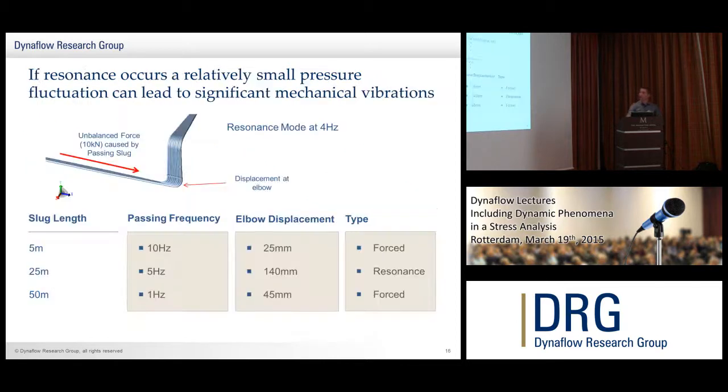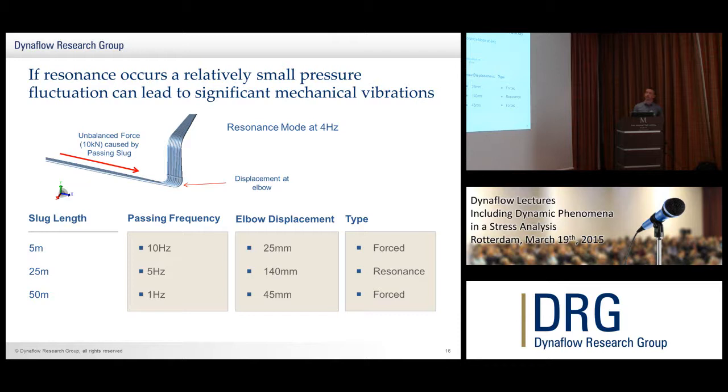Okay. So to give an example of the effect this can have, this is a header, which then passes through a vertical line and then moves into another header here. This resonance mode has a frequency also of 4 Hz, coincidentally. Okay, and your excitation is an unbalanced force due to a slug load of around 10 kilonewtons. And what we're going to just plot is the difference in displacement at the elbow. What is the amplitude of the excitation?